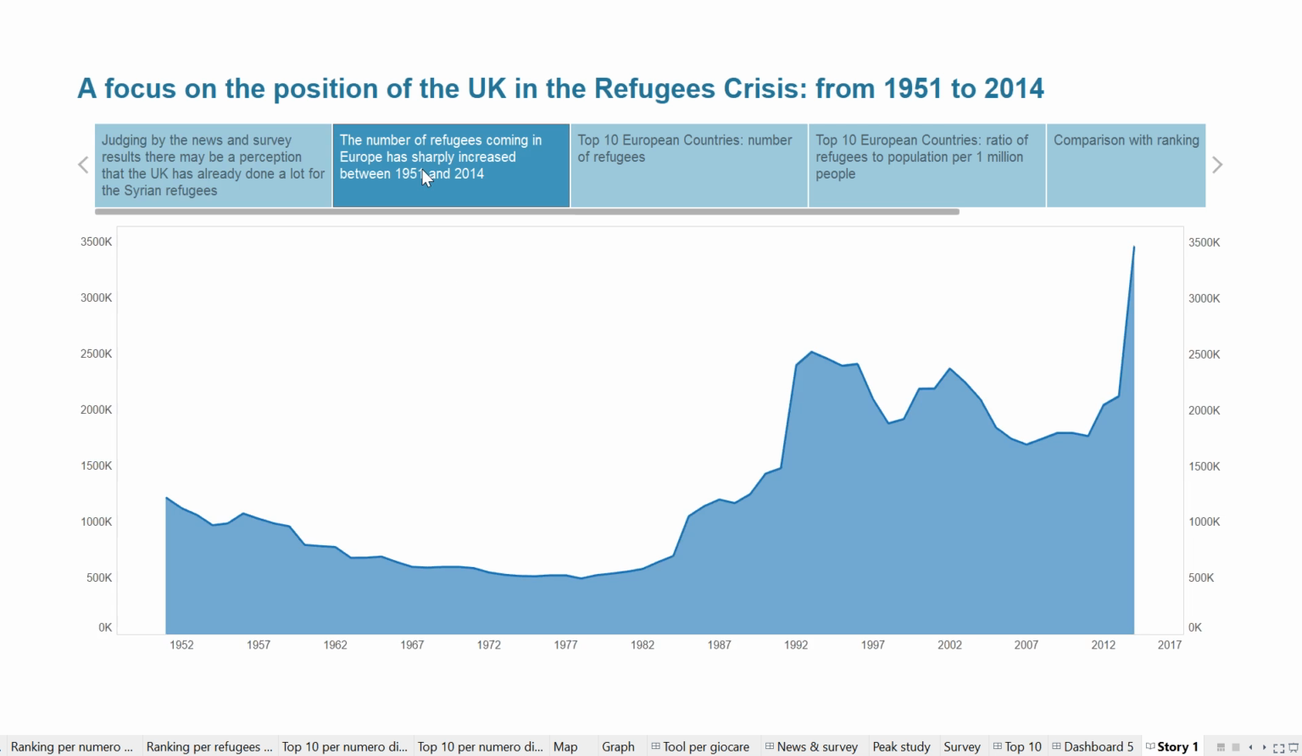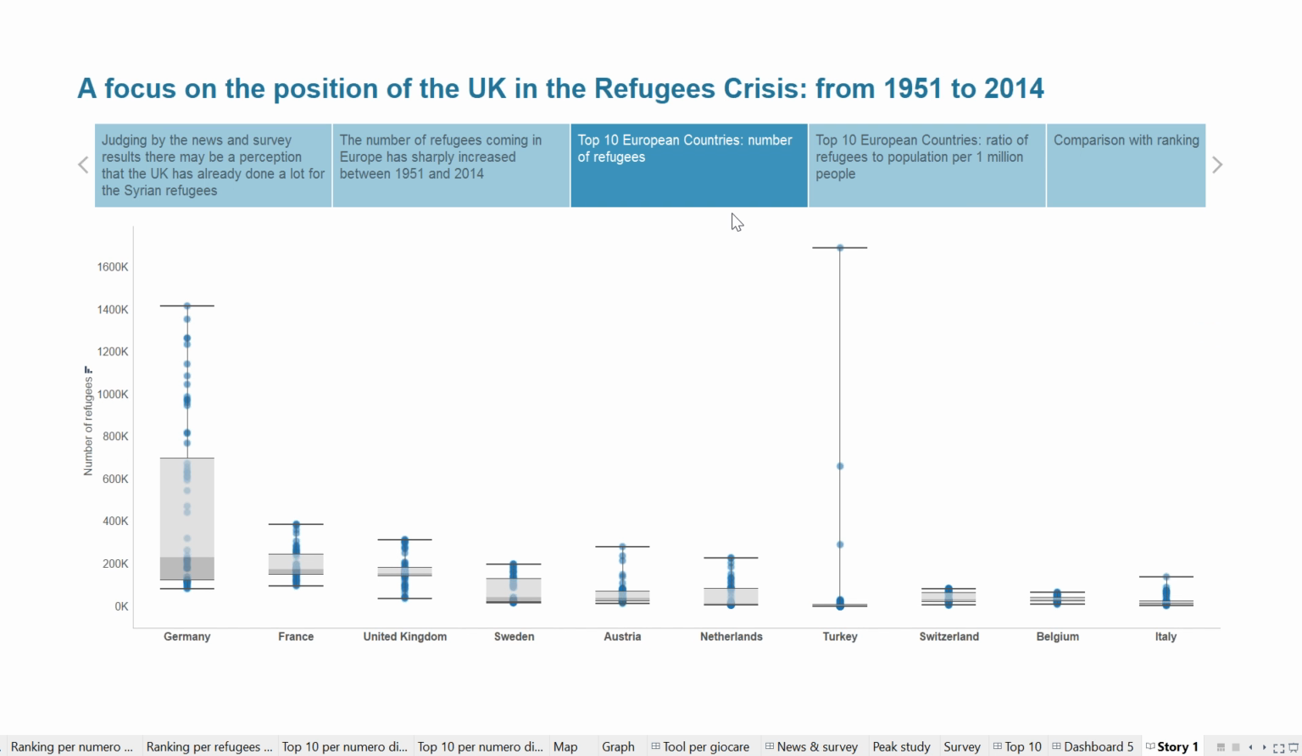So as we know, the number of refugees between 1951 and 2014 has sharply increased due to some crises, and in particular in 2014 there is a sharp increase because of the war in Syria. If we look at the top 10 European countries based on the number of refugees, basically it seems that the United Kingdom is positioned quite well compared to the other European countries.